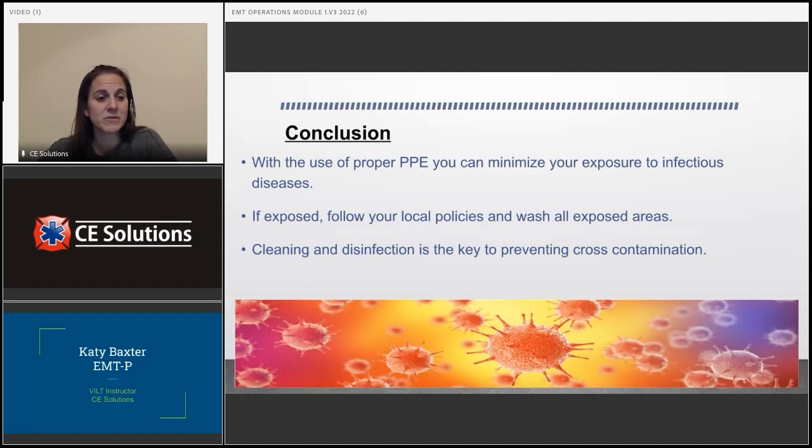So if exposed, follow those local policies, those procedures. They're in place for a reason. And yes, everything is tracked, but for good reason. Wash all exposed areas. Cleaning and disinfecting is the key to preventing cross-contamination. And I'm going to add one more thing on that. Cleaning is different than disinfecting. You can wipe something down and clean it.